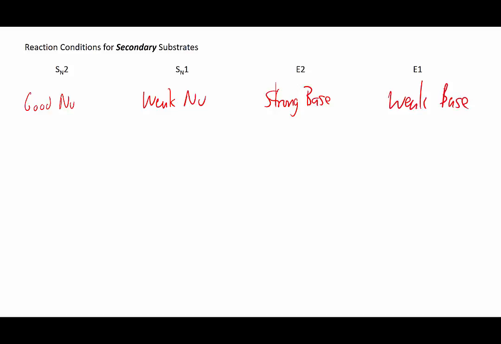So if you're faced with a problem where you have a secondary substrate, take a look at the other reagent associated with that reaction and determine which one of these 4 it is. We went through the strong nucleophiles just now with the primary substrates. An example is sulfide, S-. A weak nucleophile would be something like water. It doesn't have a charge, it doesn't have large polarizability, so the electron density is pretty localized to the oxygen in this case.